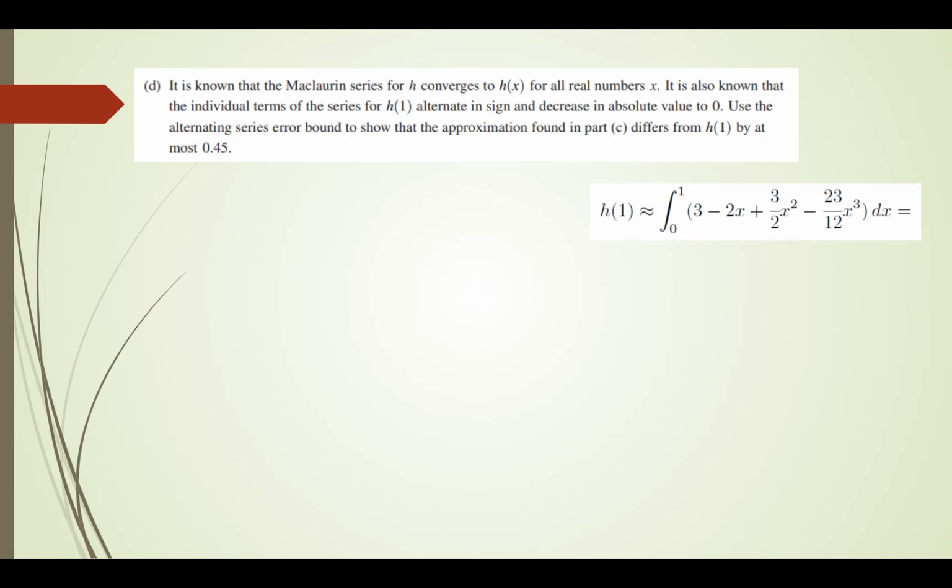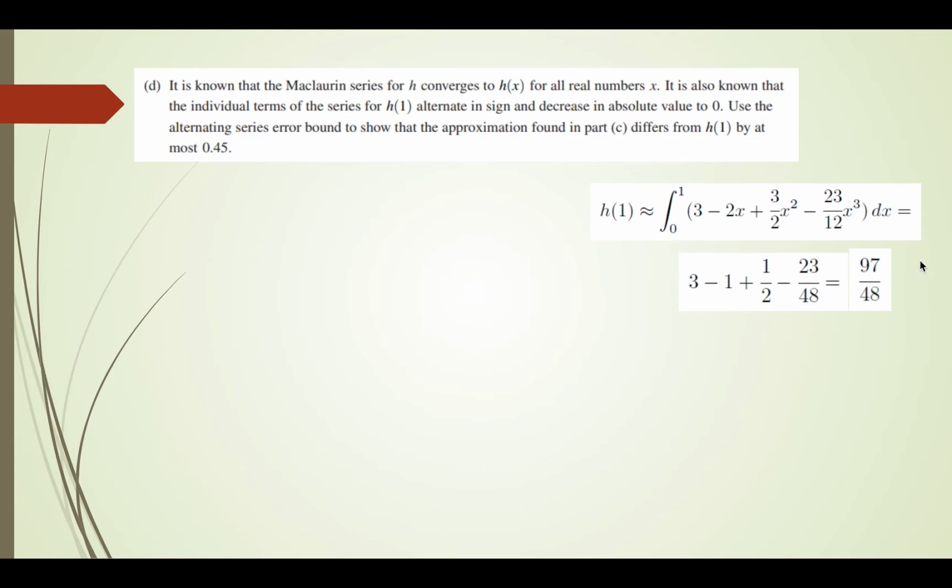All right, so if you remember in part C, this is our approximation for h of 1. We just integrated this function here. These are the terms that we got from our integral, and based on those terms, we got 97/48. Now, as I said in part C, this is not h of 1. This is just an approximation of h of 1. So that means there's error.